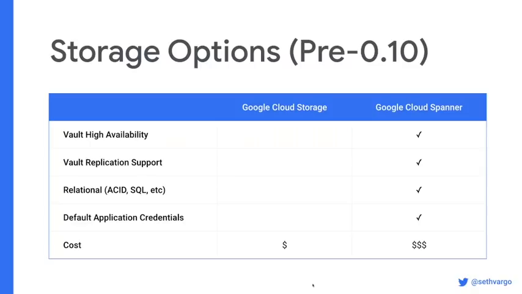Cloud Spanner offers things like Vault high availability mode and support for Vault replication. It is an ACID compliant database. You can run SQL commands against it, et cetera. That came at a slightly higher cost. So customers were choosing between those two prior to 0.10, but we did have these two options available for users to choose from.